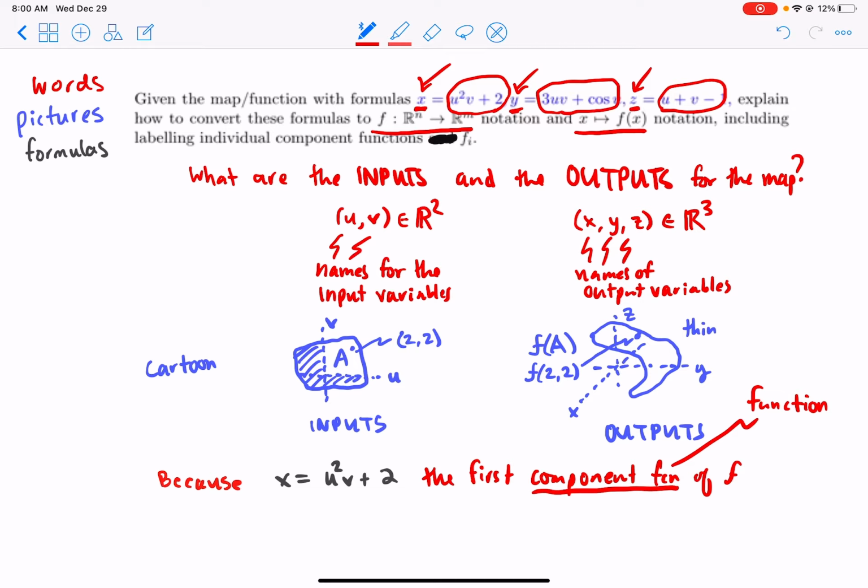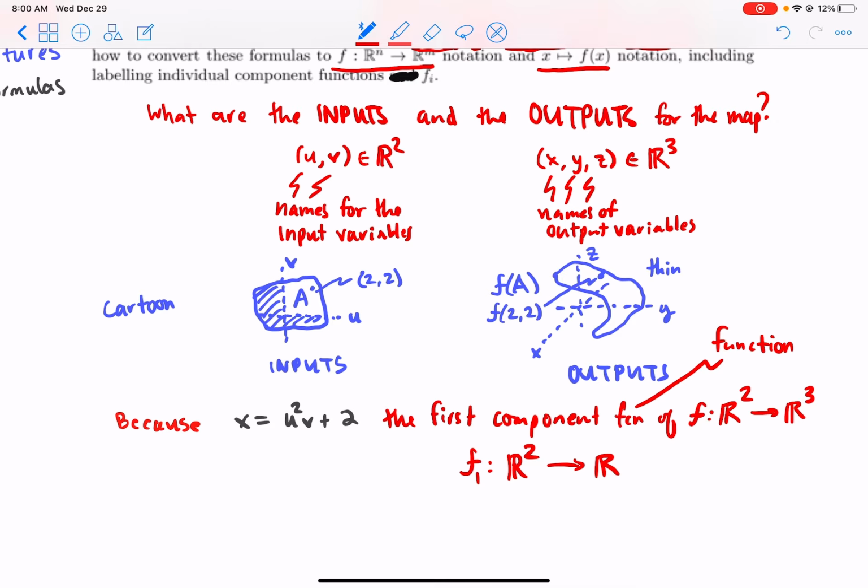You call it component function because f maps all of R2 to R3, but that means it has to have 3 outputs. It needs 3 functions. And so the first one is called f1, and it maps from R2 to R, just namely the first output. f1 maps every input to just one number, one of the 3 outputs, the first, f1.